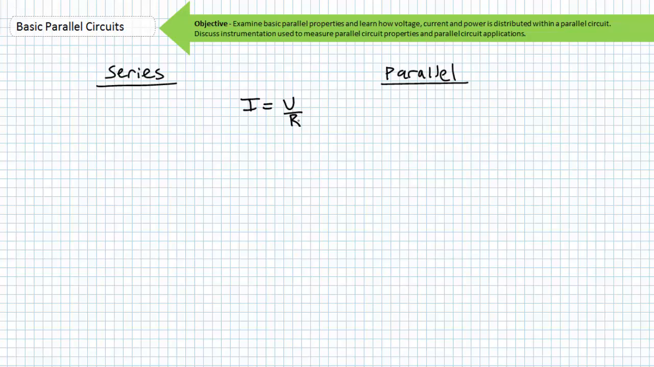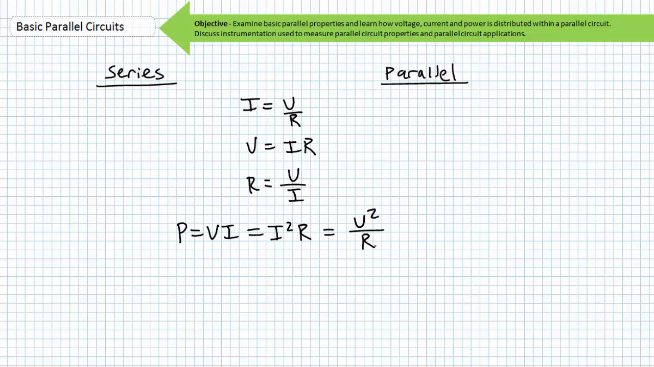Notably, the current through something is the voltage across it divided by resistance. The voltage drop across something is the current through it times its resistance. The resistance of something is the voltage across it divided by the current through it. The power dissipated by any element is the voltage across it times the current through it, or the current through it squared times its resistance, or the voltage across it squared divided by its resistance. If we were to use the power equations from the perspective of a source, we could say the power supplied by the source is the source voltage times the source current, or the source current squared times the total resistance, or the source voltage squared divided by total resistance.